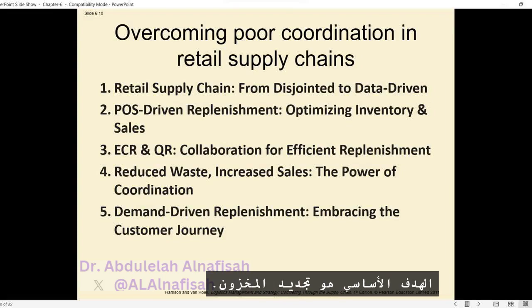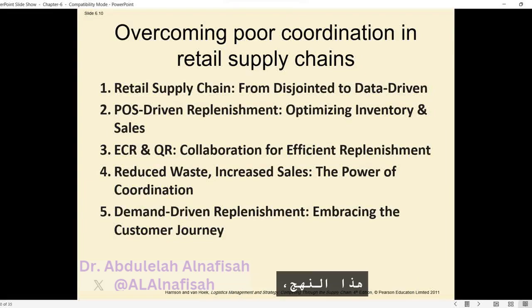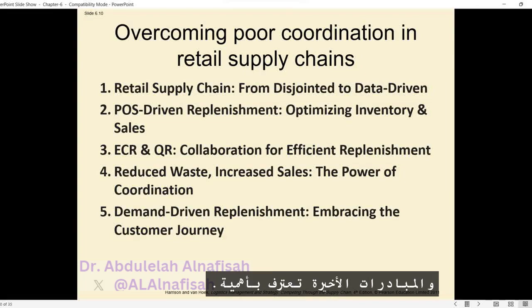The primary goal is to replenish stock in retailers' stores based on point of sale (POS) data. While early efforts focused on manufacturers enforcing this approach, recent initiatives acknowledge the importance of collaboration across logistics processes at each supply chain stage. The implementation of such coordination initiatives can yield numerous advantages. These include reduced inventory levels, quicker response to demand fluctuations, improved on-shelf availability (OSA), and ultimately increased sales.